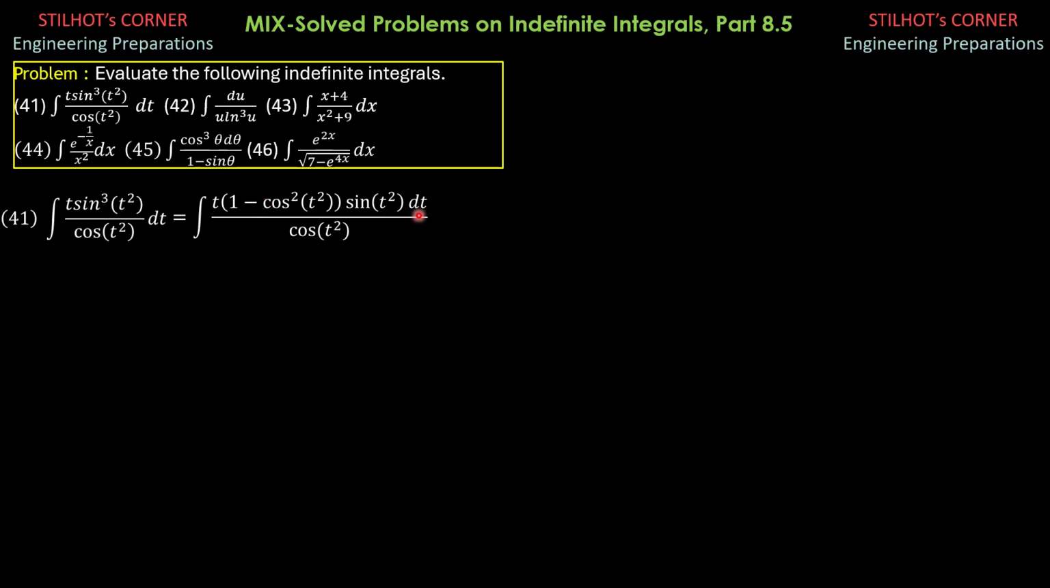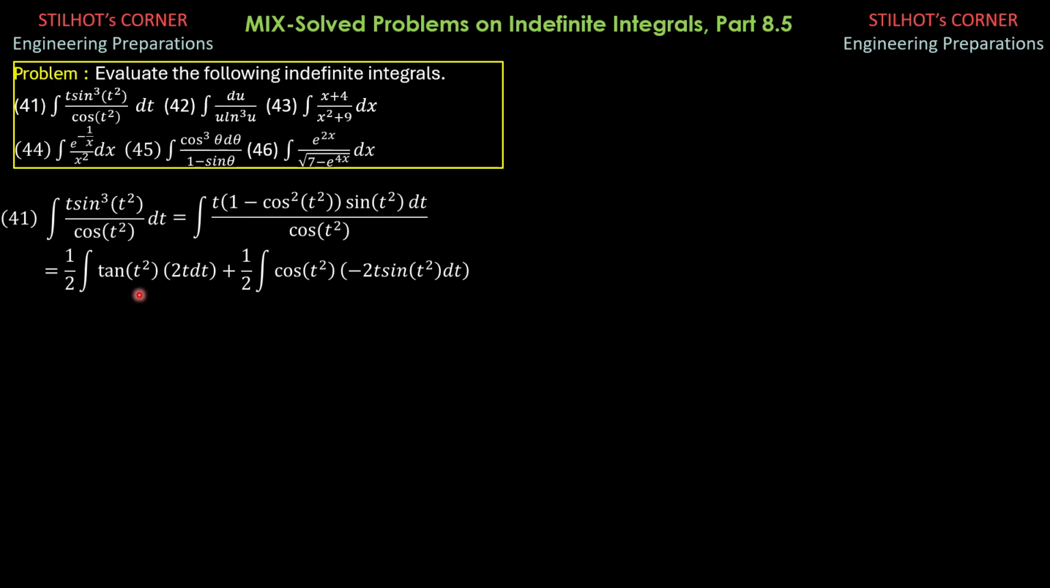Then the first one is tangent. Sine t square over cosine t square is tangent. And the second one is minus integral of cosine t square sine t square dt. Then there is t here. So in preparation to integral of tangent t square, we have to put the reciprocal of 2t dt, because if we let u be t square, the differential is 2t dt. So the first one is 1/2 integral of tangent t square, then 2t dt.